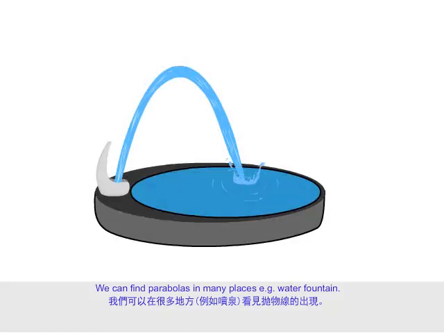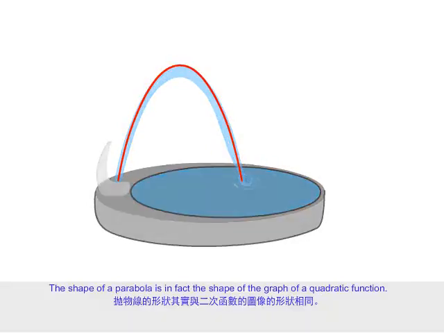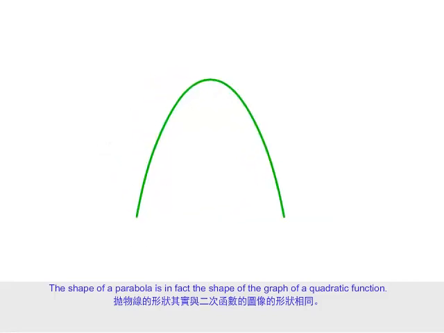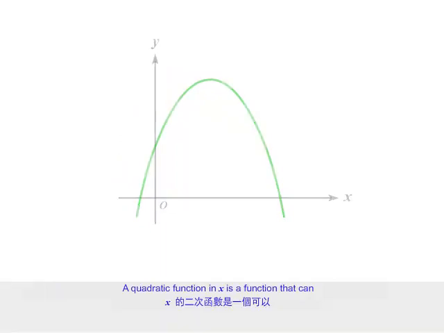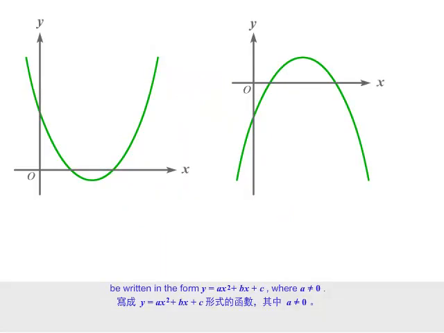We can find parabolas in many places. For example, water fountain. The shape of a parabola is in fact the shape of the graph of a quadratic function. A quadratic function in x is a function that can be written in the form y equals ax squared plus bx plus c, where a does not equal 0.